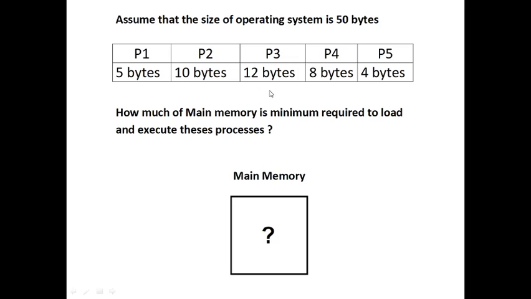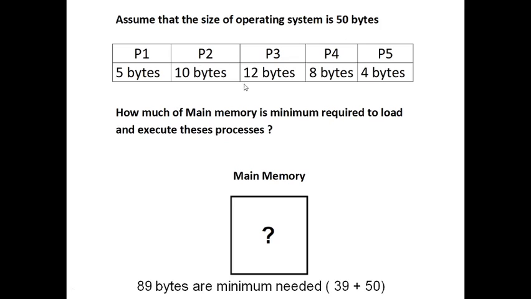Let's take a simple example here. Assume that the size of the operating system is 50 bytes. Let us assume that the OS is occupying 50 bytes, and there are different processes needing this much memory. Process 1 needs 5 bytes, process 2 needs 10 bytes, and so on. Now, how much main memory is minimum required to load and execute all these processes, including the OS, which is nothing but the sum of these processes and the operating system, which is in fact 89 bytes.